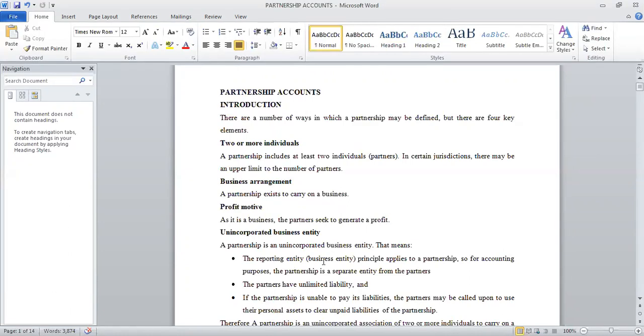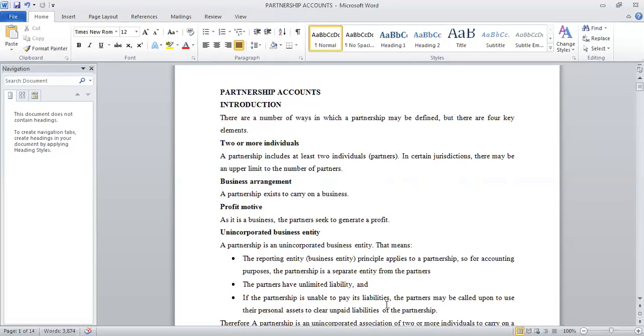And therefore, the partners' liabilities are unlimited, meaning that if the business incurs a liability, that liability is the same as the liability of the owners. And if a business is unable to pay its debts, the personal assets of the partners can be taken and sold to repay the amount the business owes.